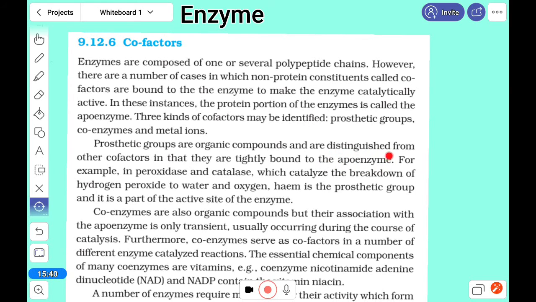I think this structure is already given in the first lesson. Okay, and it is difficult to separate, like calcium ion, magnesium ion, sodium ion. Coenzymes are also organic compounds, but their association with the apoenzyme is loose, and they can be easily separated, like NAD plus, ubiquinone, and cytochrome, all these things.